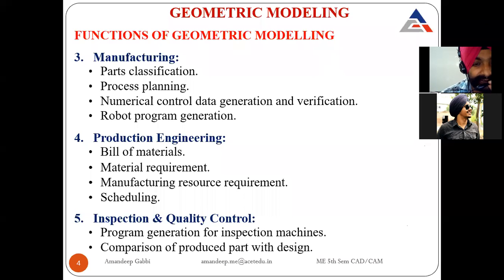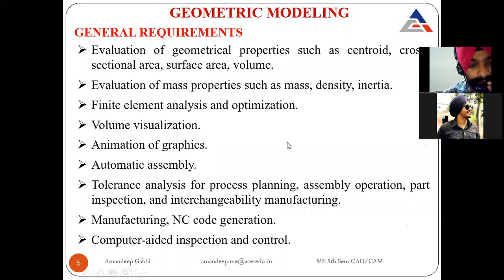So next, general requirements. A general requirement of geometric modeling is the evaluation of geometric properties such as centroid, cross-sectional area, surface area, and volume. Evaluation of mass properties such as mass, density, and inertia. Particular geometric software should be able to calculate the mass, density, and inertia of that particular object.